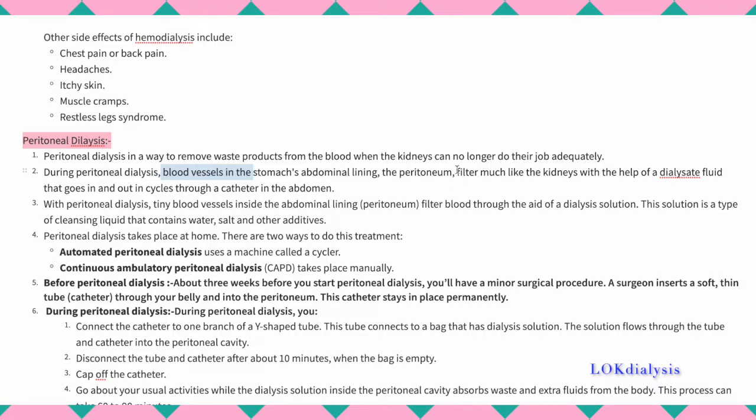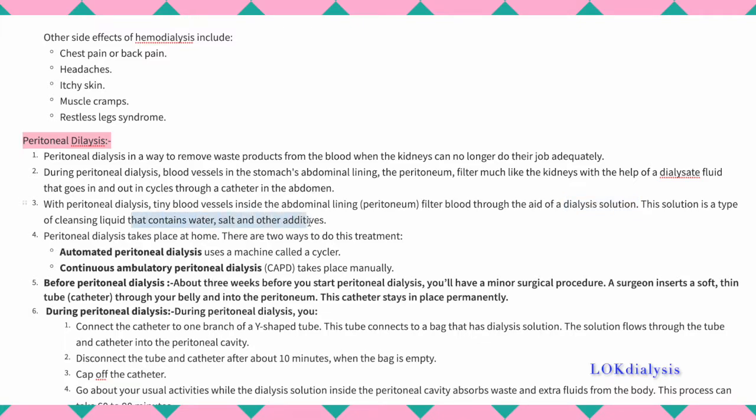It filters much like the kidney and helps the dialysis fluid go in and out of the cycle through the catheter into the abdomen. With peritoneal dialysis, tiny blood vessels inside the abdominal lining, the peritoneum, filter blood through the body, and this is aided by a solution which is called dialysate. This solution is a type of cleansing liquid that contains water, salt, and other additives.